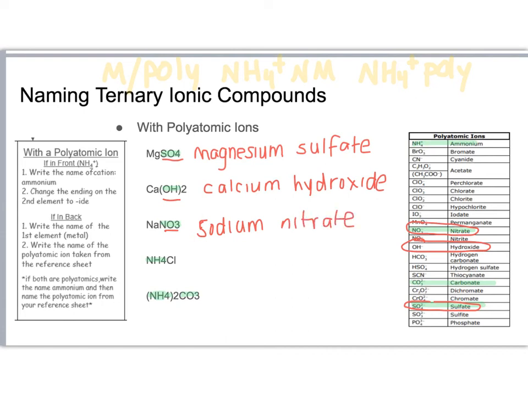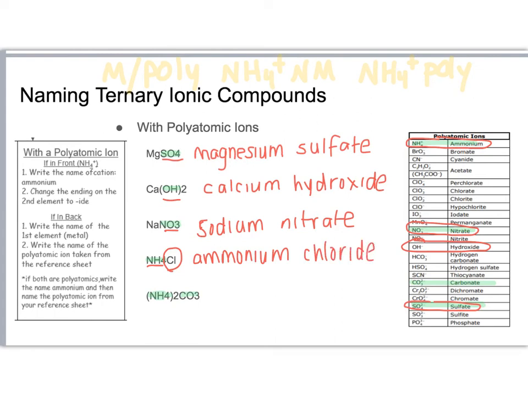In the next example, you will see that the polyatomic ion is sitting in front. So polyatomic ions have special names. NH4 plus is called ammonium, so I will write that in. And you will then see what is left over is just a nonmetal. So that nonmetal follows the same rules as before, where it ends in "ide."